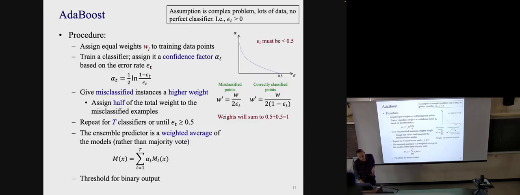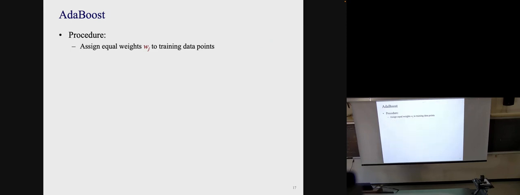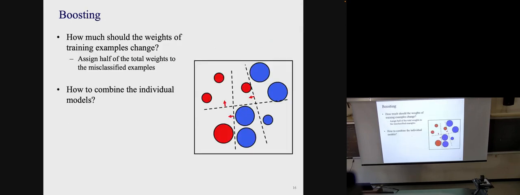And I will continue next time with AdaBoost. But before then, any final questions for the last 1 minute? Any questions so far on this intuition?